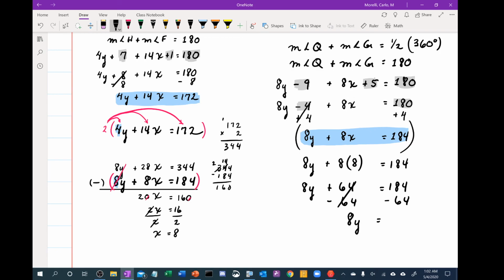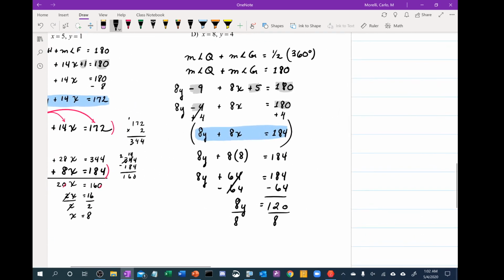8y equals, subtract. Okay, so 4 minus 4 is 0. 8 minus 6 is 2. And the 1. So we have to do 120 divided by 8. Let's do that math over here. 120 divided by 8. 8 goes into 12 one time. 1 times 8 is 8. And that's 4. Bring down the 0. 8 goes into 40 5 times. So 120 divided by 8 is 15.